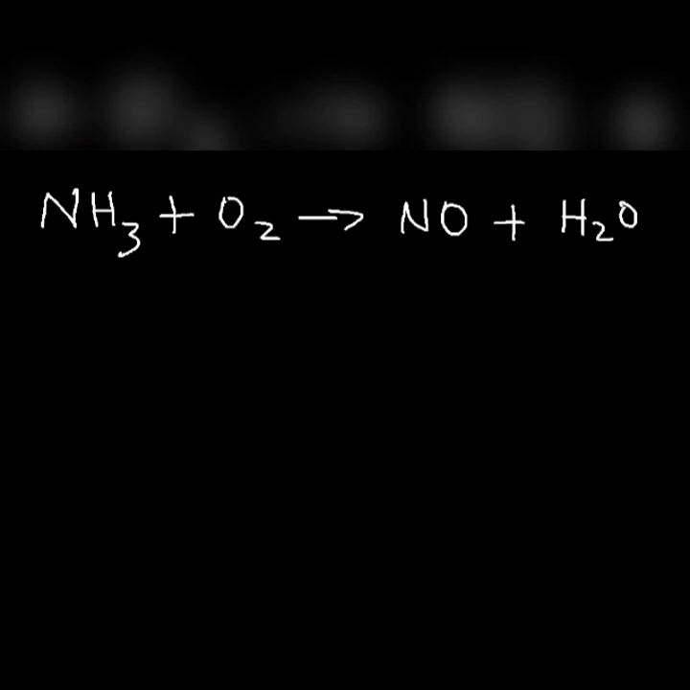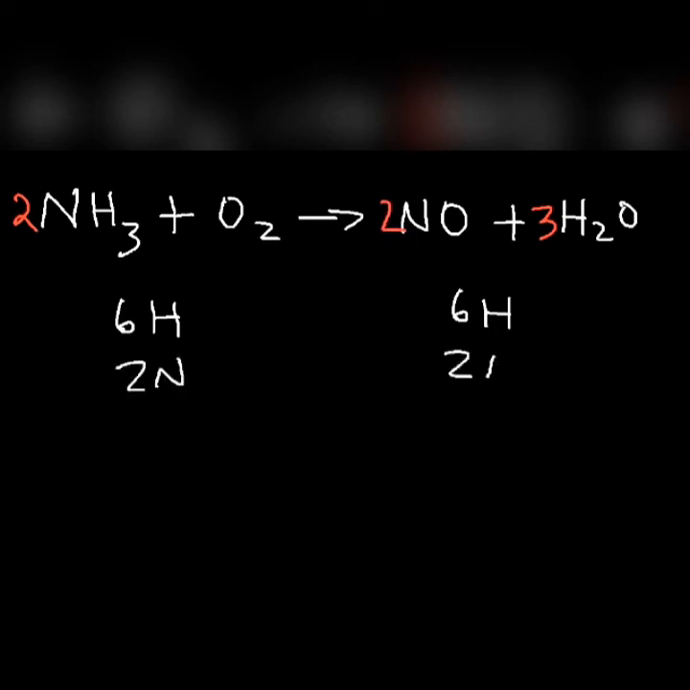Let's start by balancing the hydrogen atoms. So we have an odd number of hydrogen atoms on the left and an even number on the right side. So let's double the number of hydrogen atoms. So we have 6 on the left side, which means we need 3 in front of water. So we now have 6 hydrogen atoms on both sides. So now at this point, we have 2 nitrogen atoms on the left, only 1 on the right. So we need to put a 2 in front of NO. So we have 2 nitrogen atoms on each side.